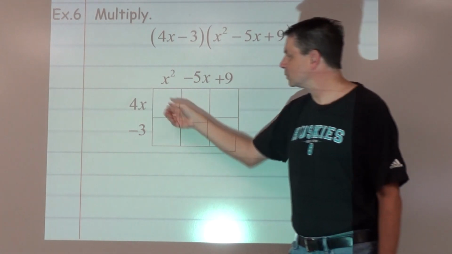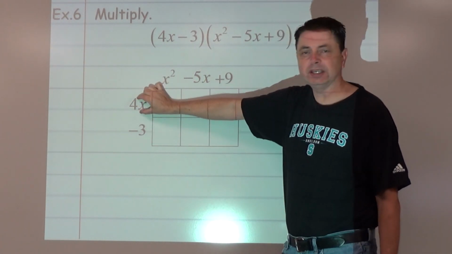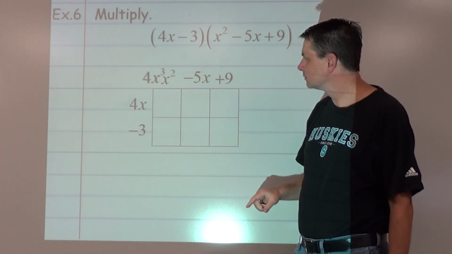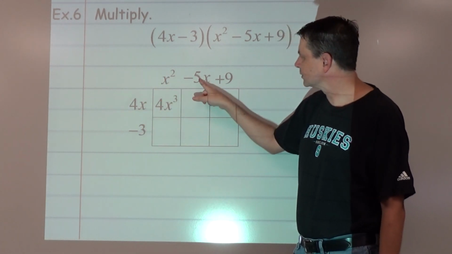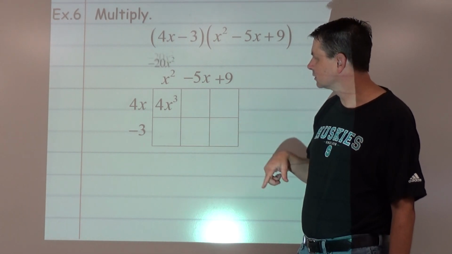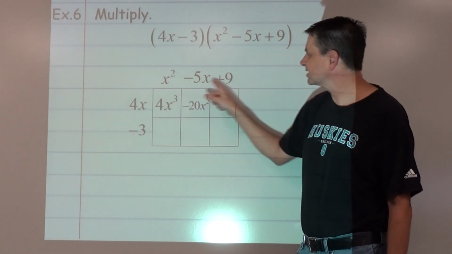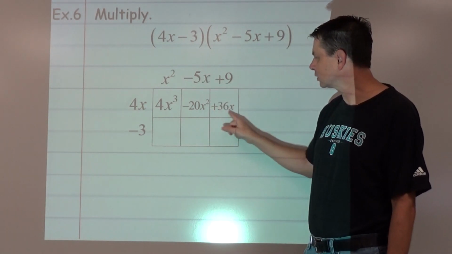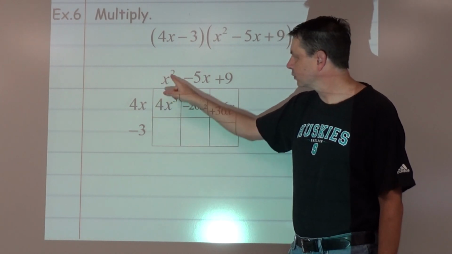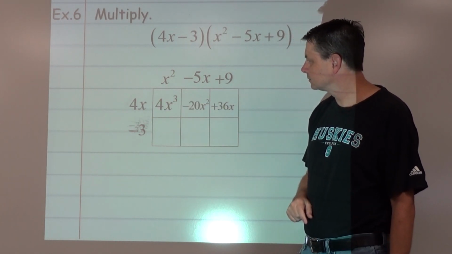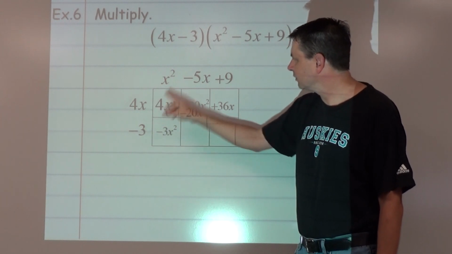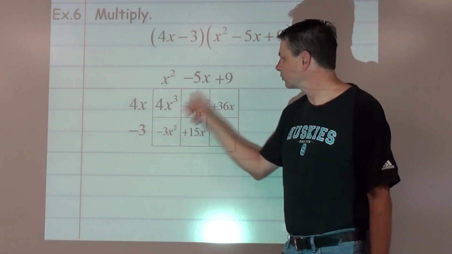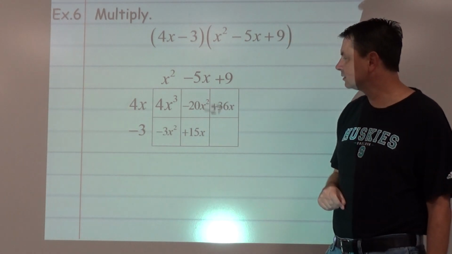So now in each box, we just multiply the row by the column. So 4x times x squared goes here. 4x times negative 5x goes here. 4x times positive 9 goes here. Include the sign. Plus 36x. Negative 3 times x squared goes here. Negative 3 times negative 5x goes here. Negative 3 times positive 9 goes here.